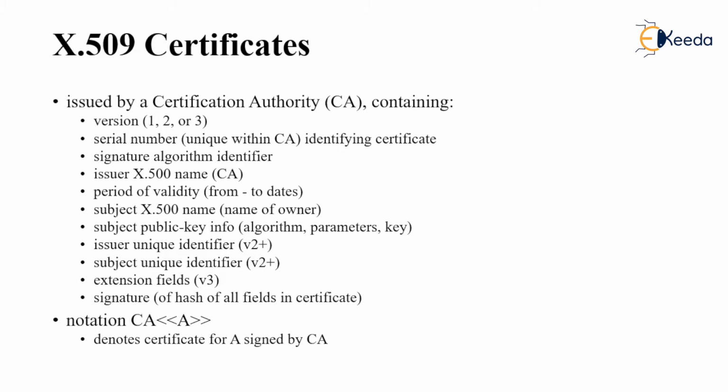For the notation, if we consider CA of A, written in angle brackets, that means the certificate authority has issued a certificate for a user A. So this is one of the notations to give a particular user a desired certificate.